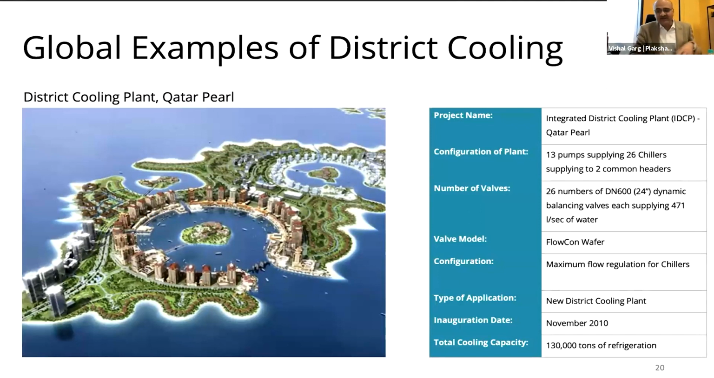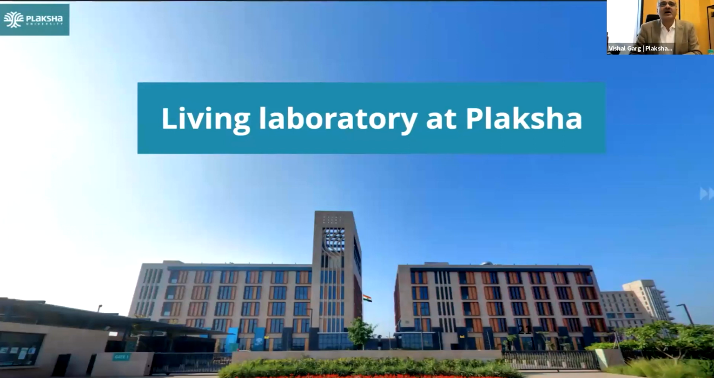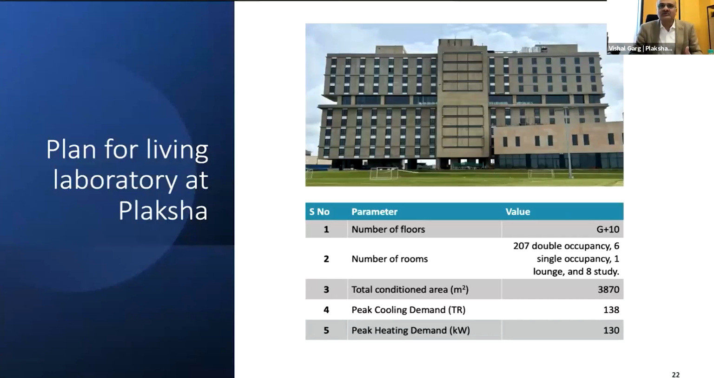Though for India this is a relatively new concept of district cooling and cooling as a service, from the technological point of view and even from the business point of view, this has been there for a couple of decades in other parts of the world. I'll just take another couple of minutes to talk about what we are doing as a university. We are setting up a living lab where we can do all these experiments to understand the residential load, to understand how different phase change materials will behave and how the whole system will work.